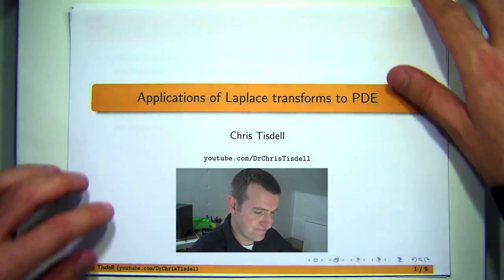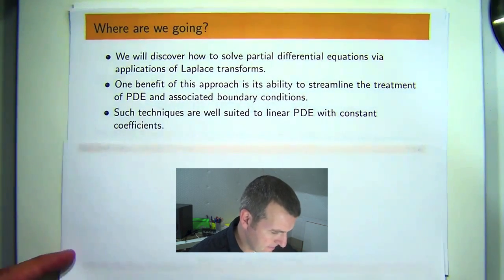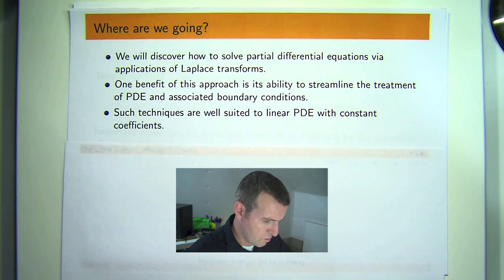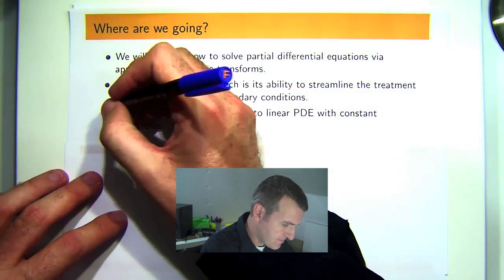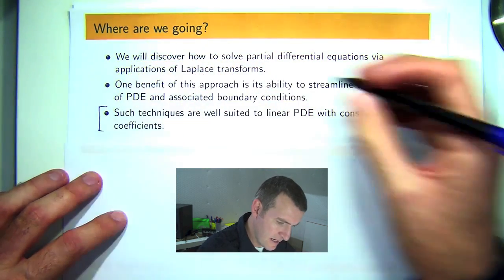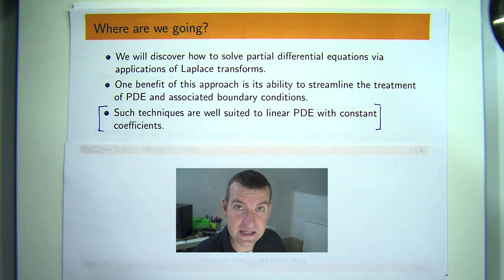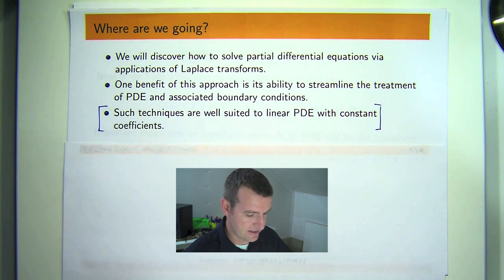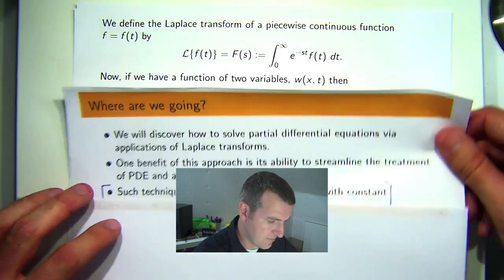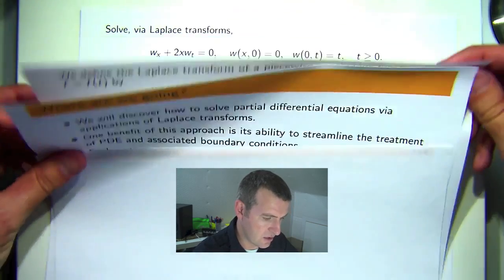And we're going to solve an example which is a linear PDE. It's just going to be first order and some associated boundary conditions. Okay, so this is the problem that we're going to look at.